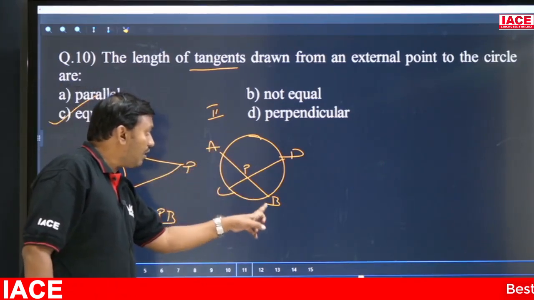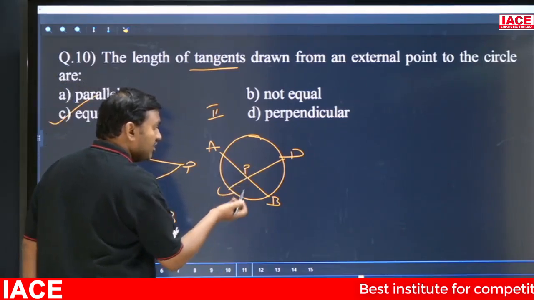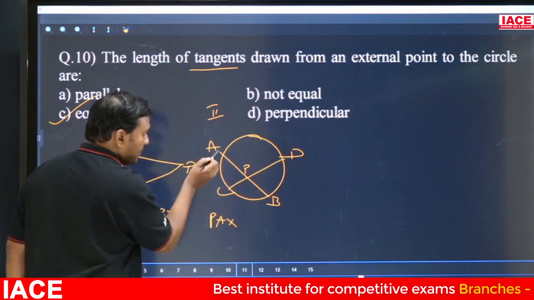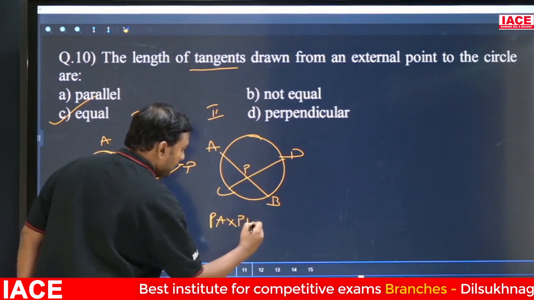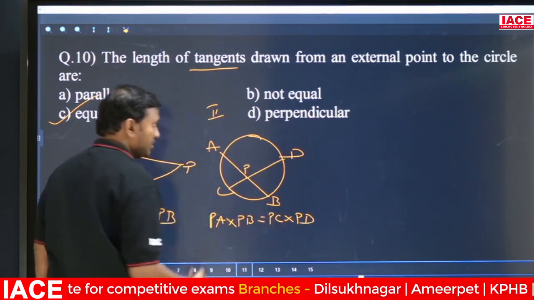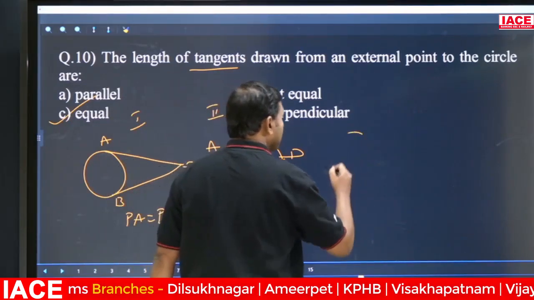Here also two chords intersect each other at a point P. Then what is the condition? P is important. Always with P we have to start. PA into, first line we have to complete. PA into this side, PB equals this side, PC into PD. So this is the second case we'll discuss, chords. And third one, two secants intersect each other.